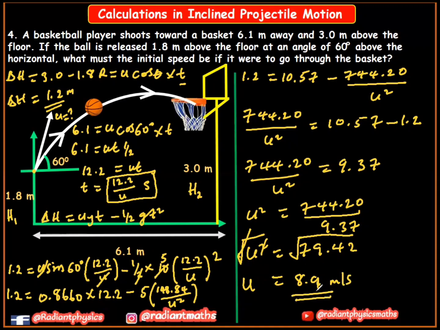So this is the initial velocity that is required to shoot the basketball from this height, to travel to this height and then enter inside this hoop. This is how to solve this type of problem.